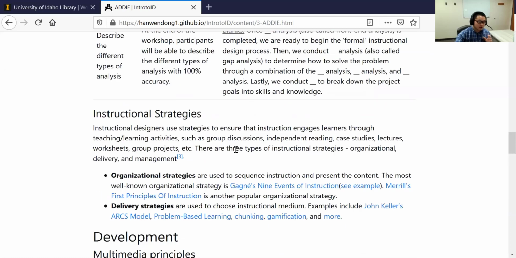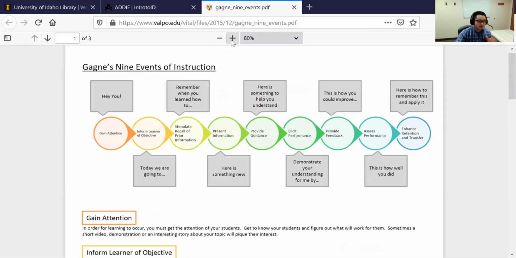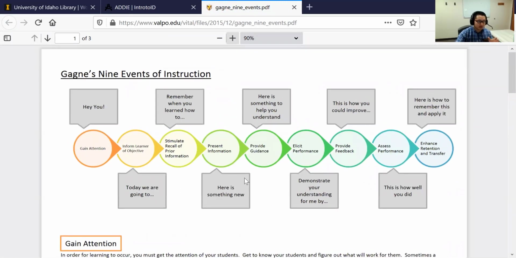So one strategy that instructional designers use is Gagné's 9 events for instruction. So these are the 9 events for a given course. So first, you want to capture the student's attention. So you could tell a story, you could show them a video, and then you let them know that this is what we are going to be learning today. And you want to make some connections with what they already know, maybe something that they learned in a previous class or maybe in a previous semester.